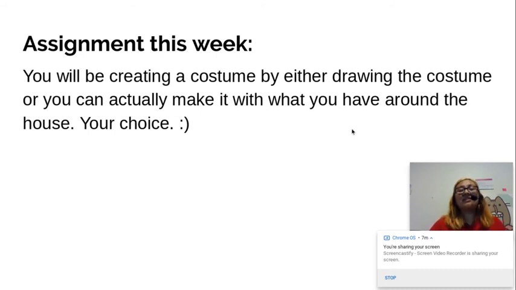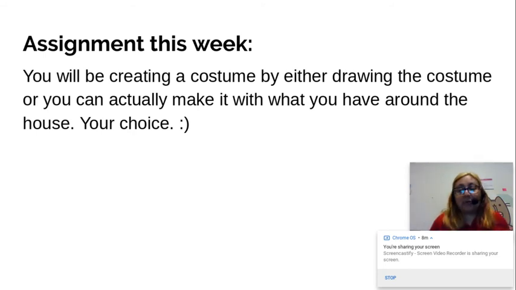All right, so this week you will be creating a costume by either drawing it, or you can actually make it with things that you have around the house, okay? You don't have to go spend money. You can find things around your house to do it. And I just want to make this very clear. You have a choice. You either draw it, or if after drawing it you want to make it and take a picture of doing it with your costume, you can do that, okay? Making the actual costume is not a requirement of this assignment. So just know that. So you don't have to go and spend a lot of money trying to make a costume just for one assignment.